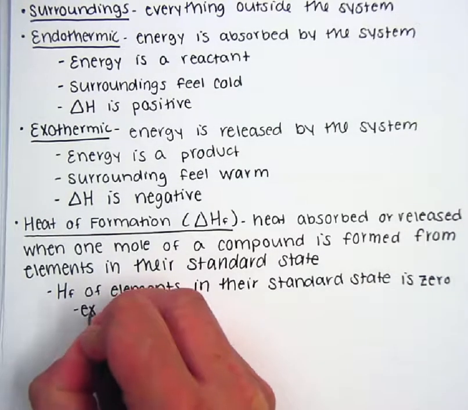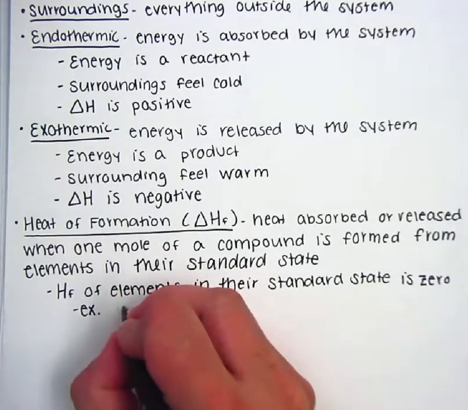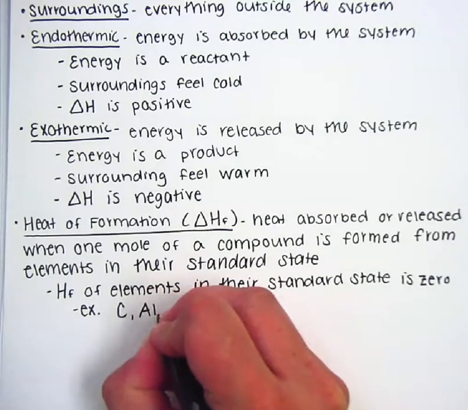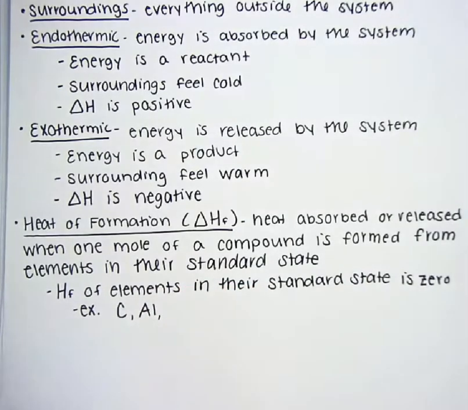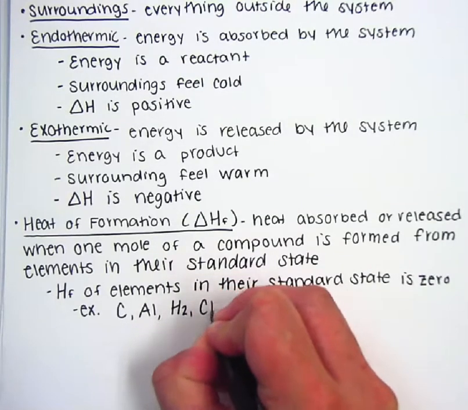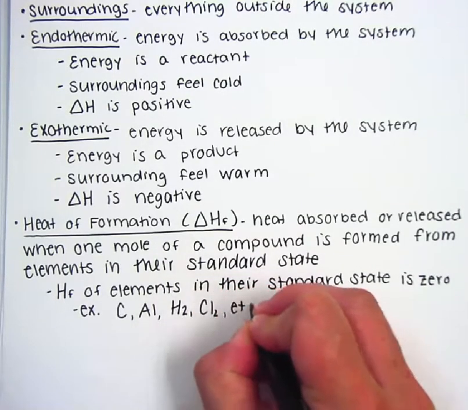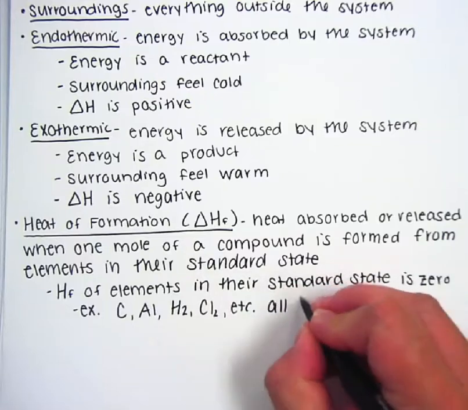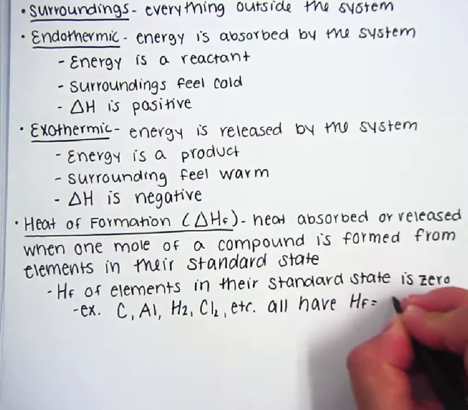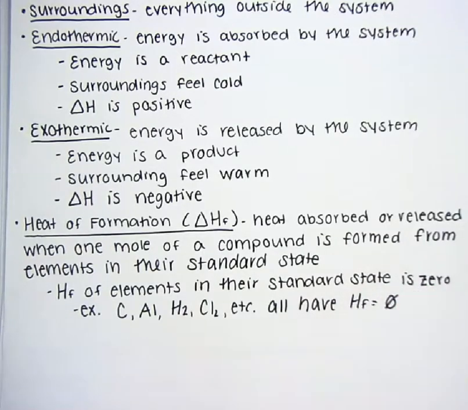An example of an element in its standard state would be carbon or aluminum, or even the diatomic elements. Think back to Brinkelhoff. Things like hydrogen, chlorine, all have heat of formations of 0 kilojoules.